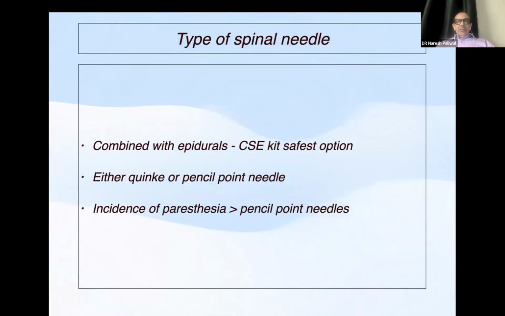Type of the spinal needle. If you are combining with epidural, CSE kit can be the easiest and safest option. You can have added safety with CSE kit. Either Quincke or pencil point needle can be used. There are reports about more chances of paresthesia with pencil point needles, as you have to enter around 2 millimeters more in the intrathecal space with pencil point needles. But this is just theoretical.